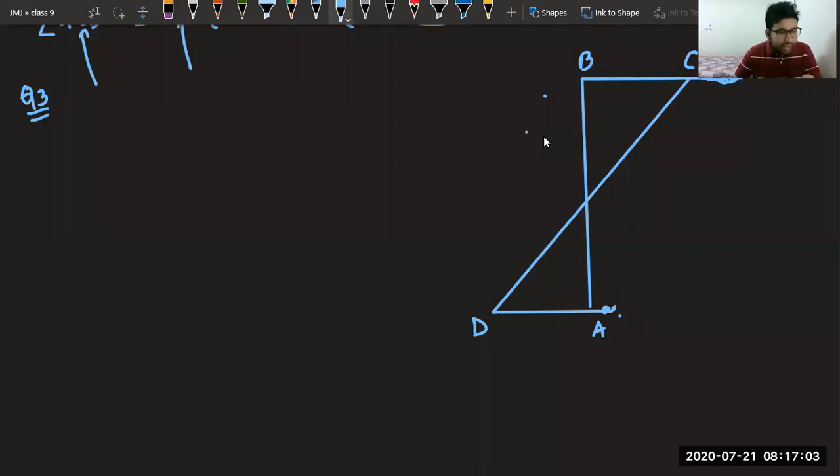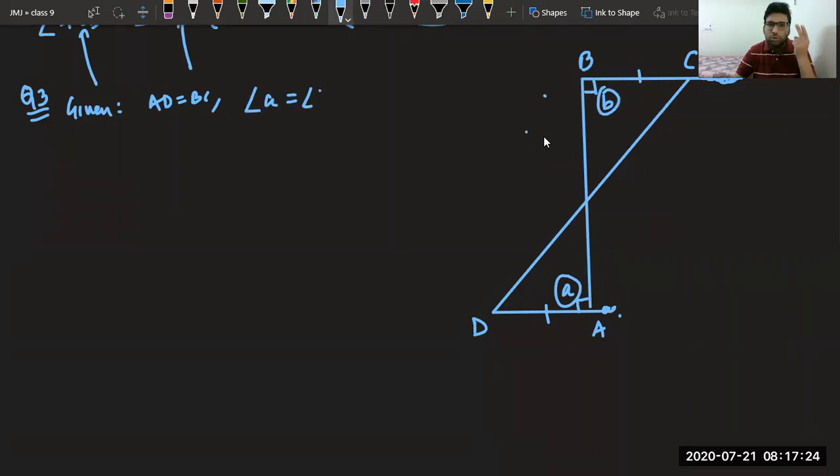They are saying AD and BC are equal perpendiculars. They are perpendicular, but they are also equal. So the first thing given to us is that AD equals BC. The second thing given to us, if this is small a and this is small b, is angle A equals angle B equals 90 degrees. Two things are given to us.